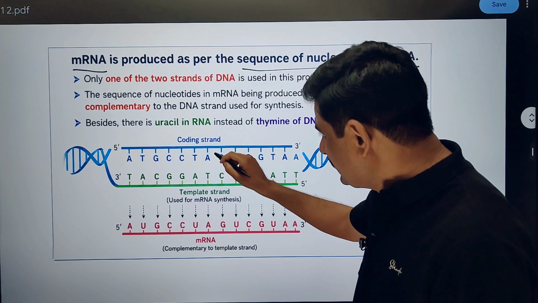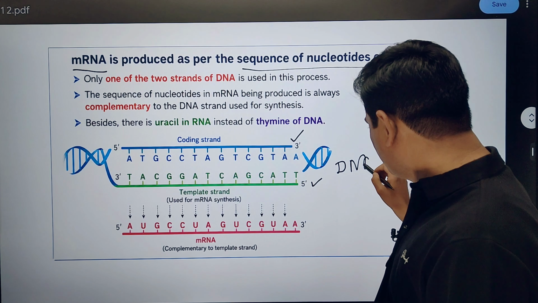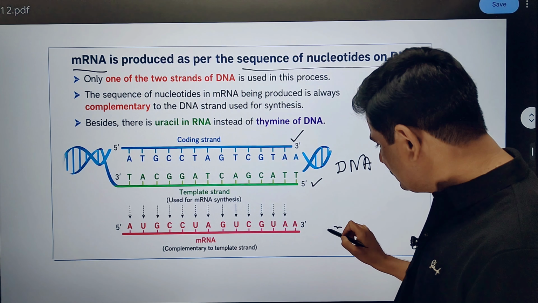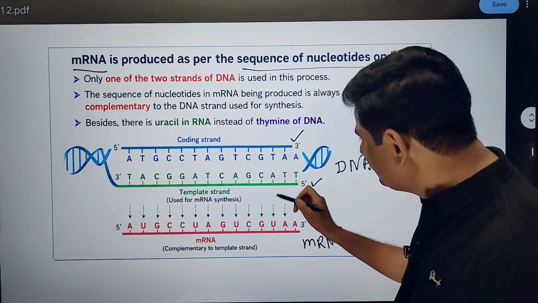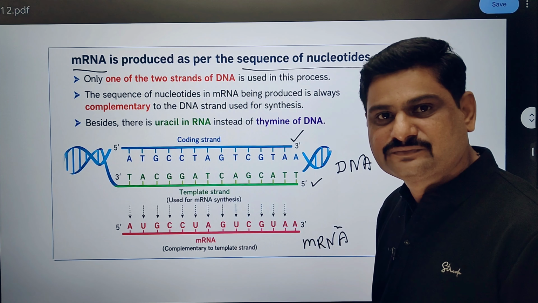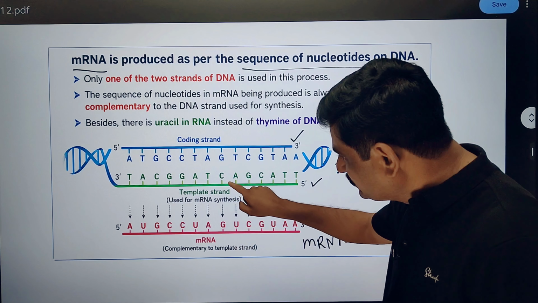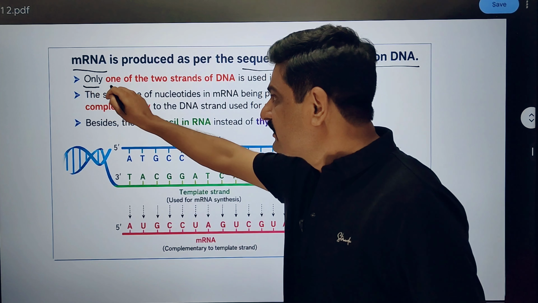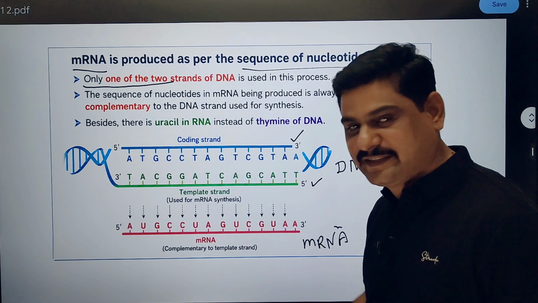Here see, this is my DNA. DNA is made up of two strands. This is the blue color first strand, and the green color second strand. Both are the two strands of DNA. Now out of that I am making this mRNA. To make this mRNA I will use only the green strand, I will not use the blue. Are you getting? Out of these two strands, to make mRNA I am using only the green strand. Therefore, only one strand of DNA out of two is used to make RNA.